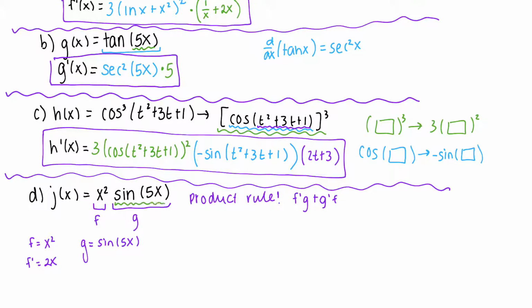The outside function is sine of 5x. The inside function is 5x. So the derivative of sine 5x is going to be, derivative of sine is cosine. Leave the inside alone, so leave 5x alone. Cosine times the derivative of 5x, which is 5.